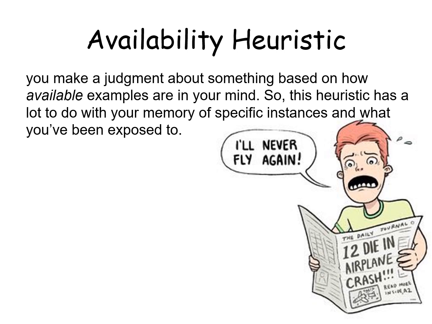Okay, so the other type of heuristic is what is known as an availability heuristic. It says you make a judgment about something based on how available examples are in your mind. So this heuristic has a lot to do with our memory of specific instances and what you've been exposed to. The media is a great example of availability heuristics. What is the thing that comes to your mind first? What pops up in your brain first? What is most readily available?